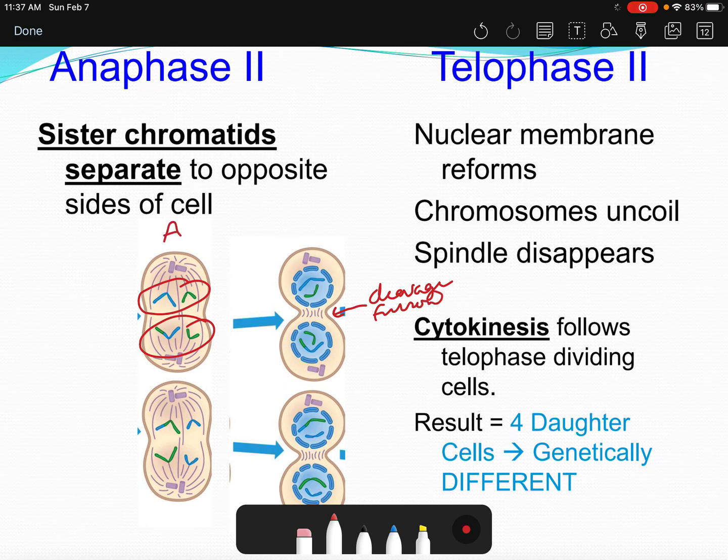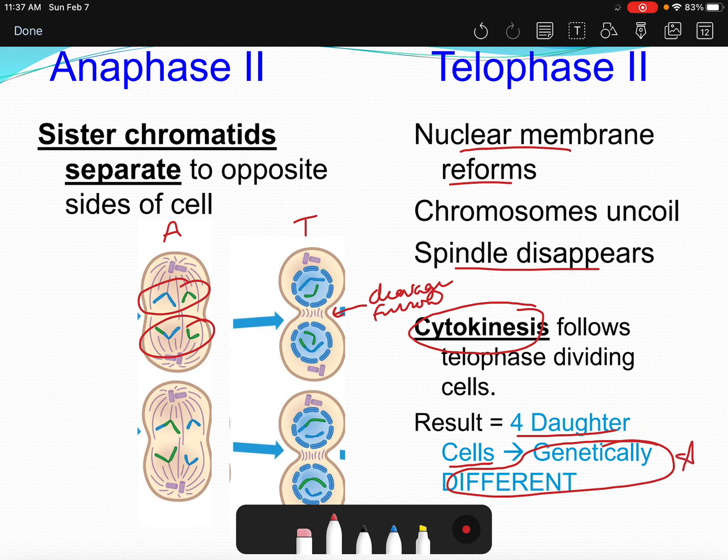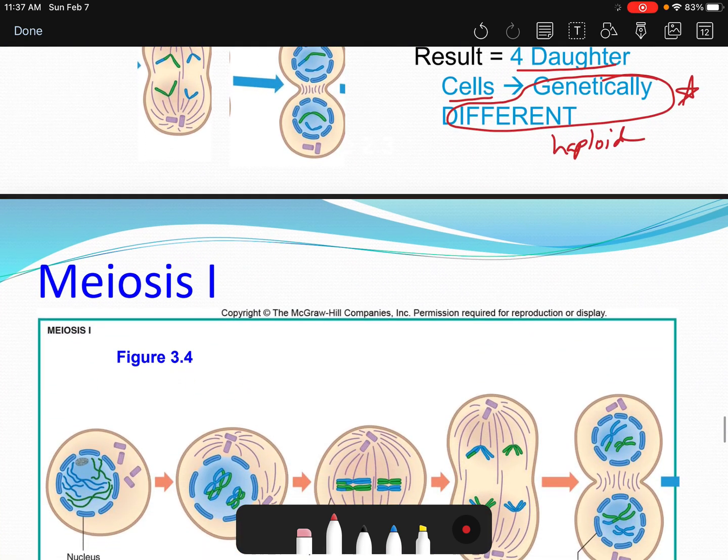So this is anaphase here, and this is telophase right here. Nuclear membrane starts to reform. Chromosomes start to uncoil. The spindle fibers disappear. And then we have cytokinesis. So that will actually divide the cell into 4 daughter cells that are genetically different, okay? And they are haploid cells that are genetically different, all right?